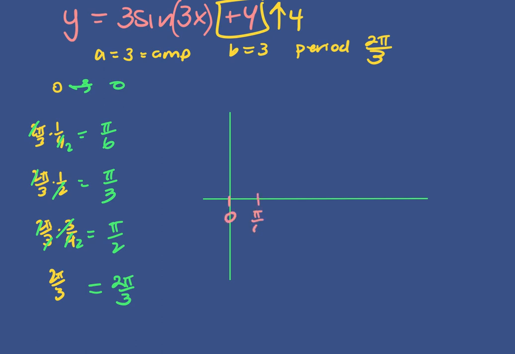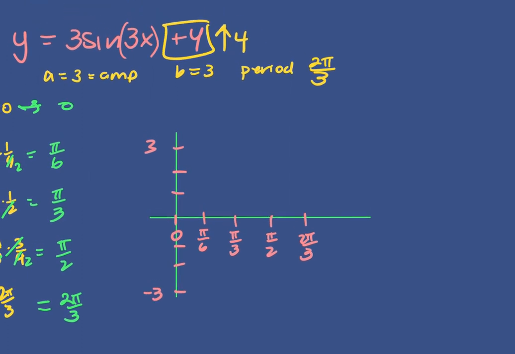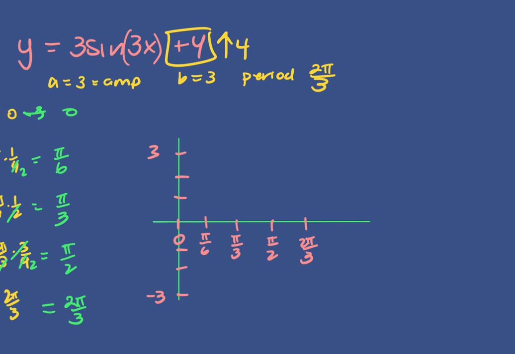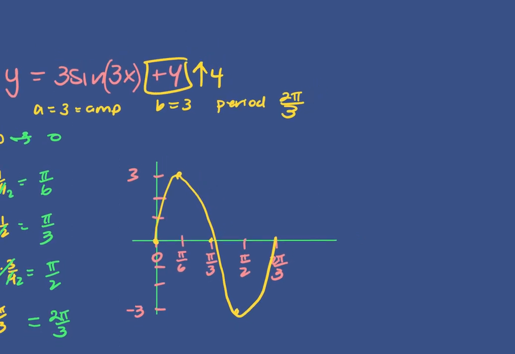Zero, pi over 6, pi over 3, pi over 2, 2 pi over 3. Amplitude is 3. So before I shift it up, it's a sine curve. It goes here, here, here, here, here, and it looks like that. But then because of the shift up 4, I literally take all those points and shift them up.